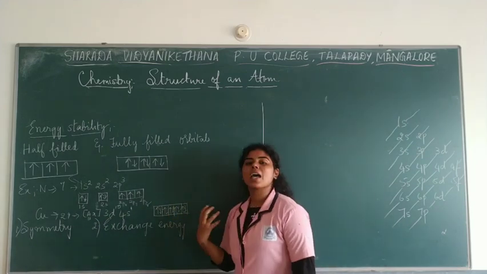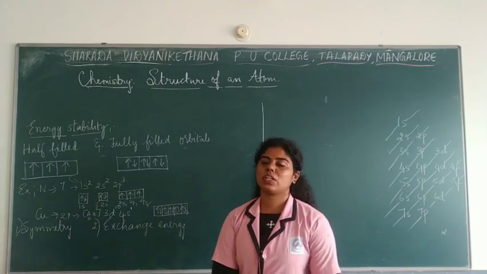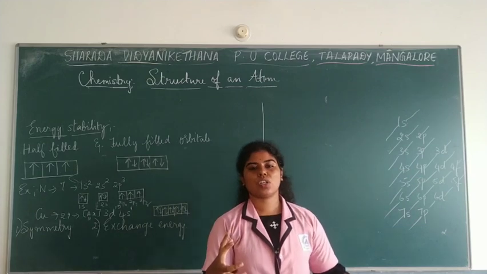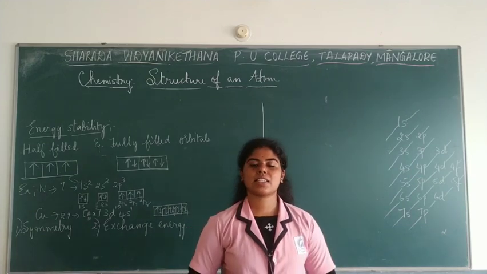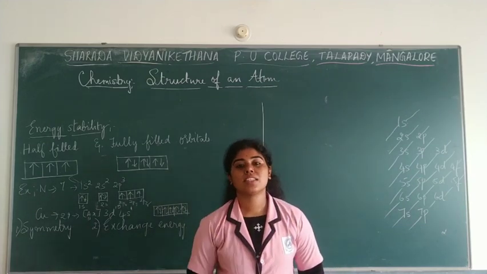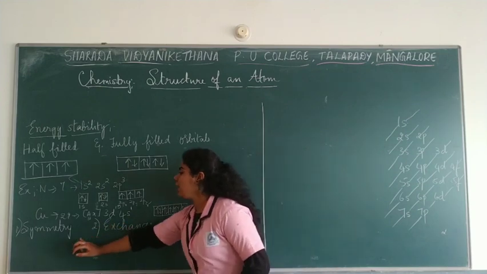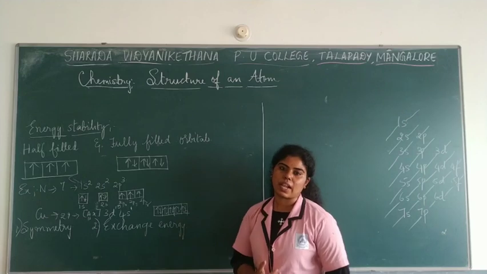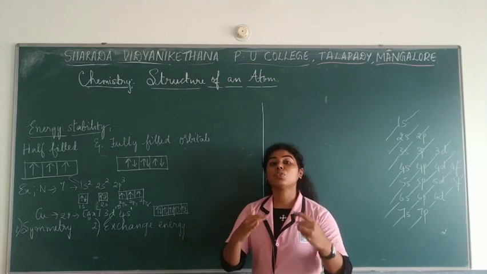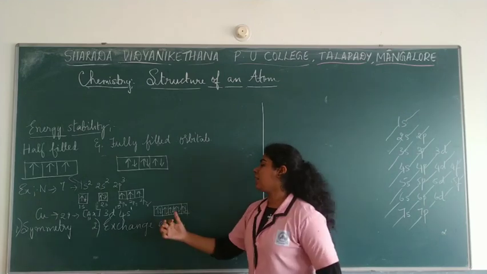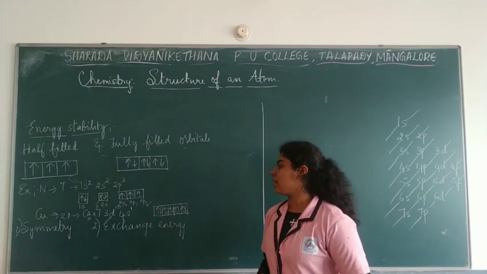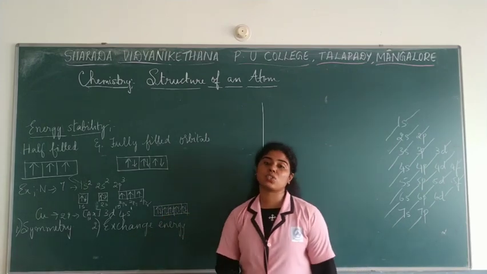Now why are these stable? There are 2 reasons for this. One is symmetry. You know that in nature, if anything has symmetry, then it is said to be stable. Mainly due to the filling of electrons, if there is symmetry in the filling of electrons, in the sense that they are uniform and same, then they are said to be stable. That is one reason. And then the second one is exchange energy.